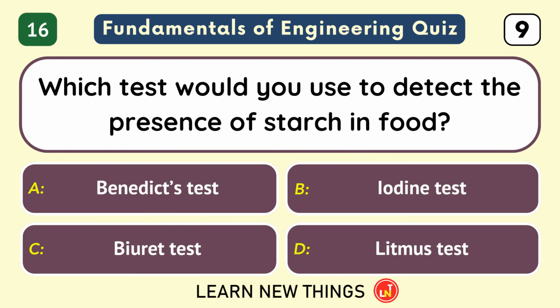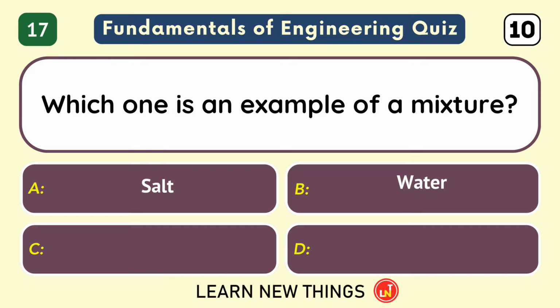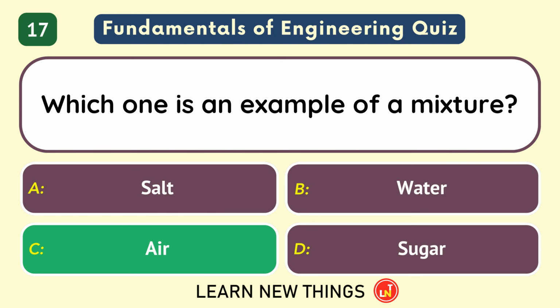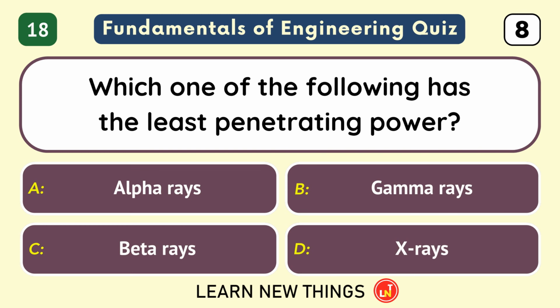Which test would you use to detect the presence of starch in food? Iodine test. Which one is an example of a mixture? Air. Which one of the following has the least penetrating power? Alpha rays.